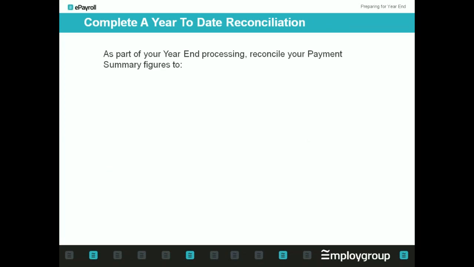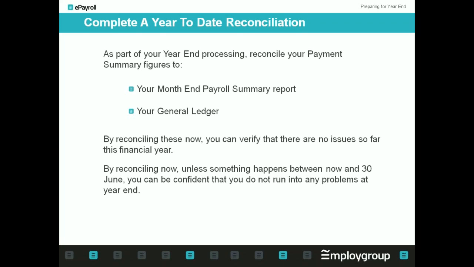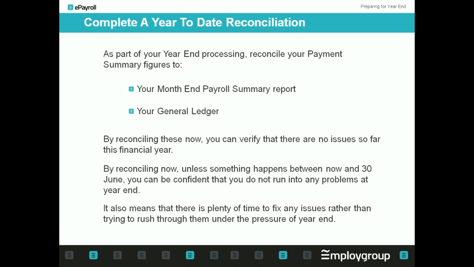Completing a year-to-date reconciliation. As part of the year-end processing, you need to reconcile your payment summary figures to your month-end payroll summary report and your general ledger. By reconciling these now, you can verify that there's no issues so far this financial year. And unless something unusual happens between now and the 30th of June, you can be fairly confident that you won't run into any problems when you are ordering your payment summaries.